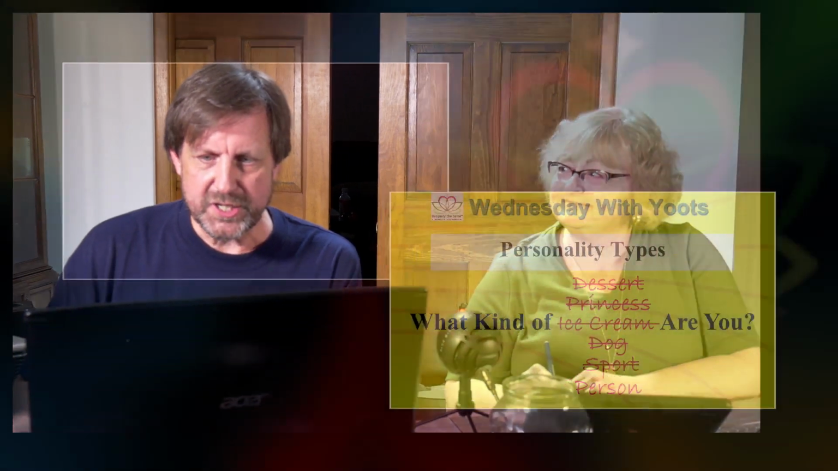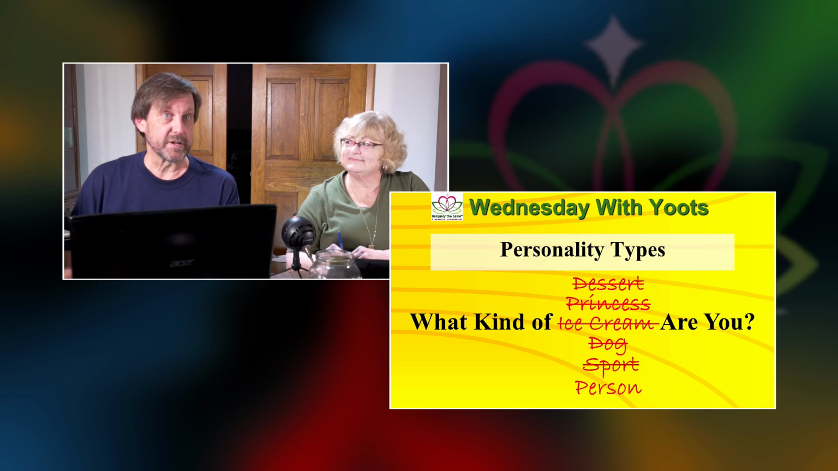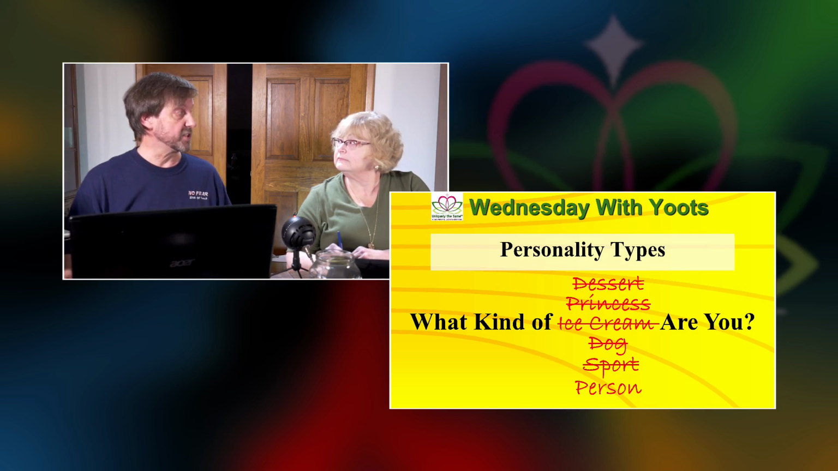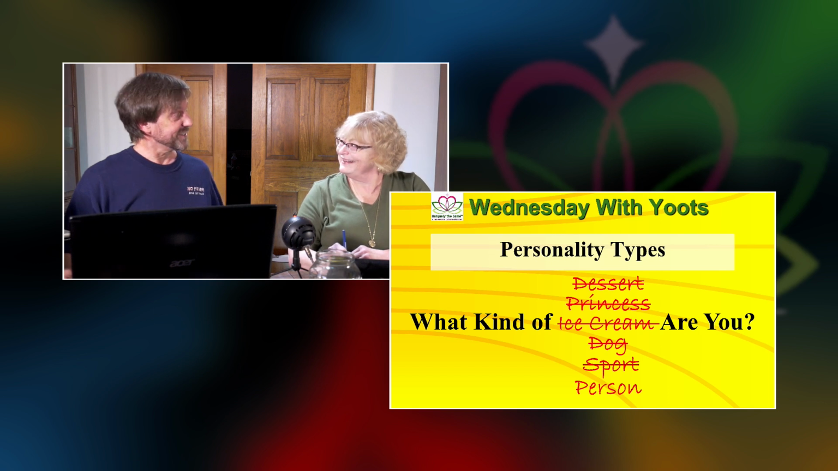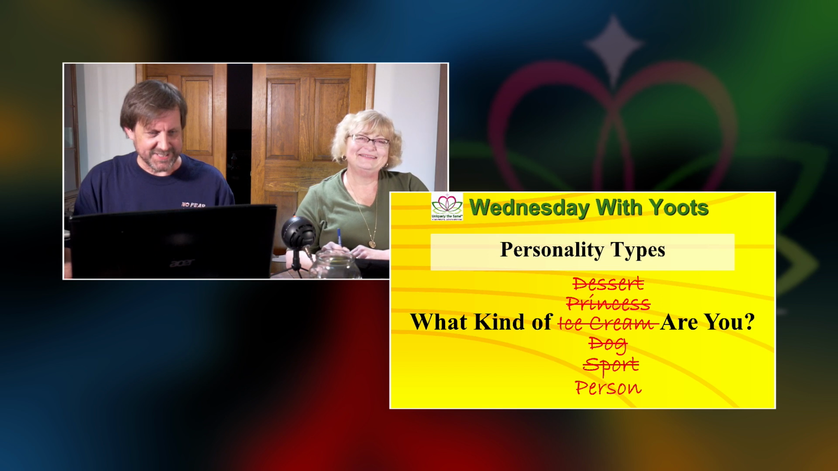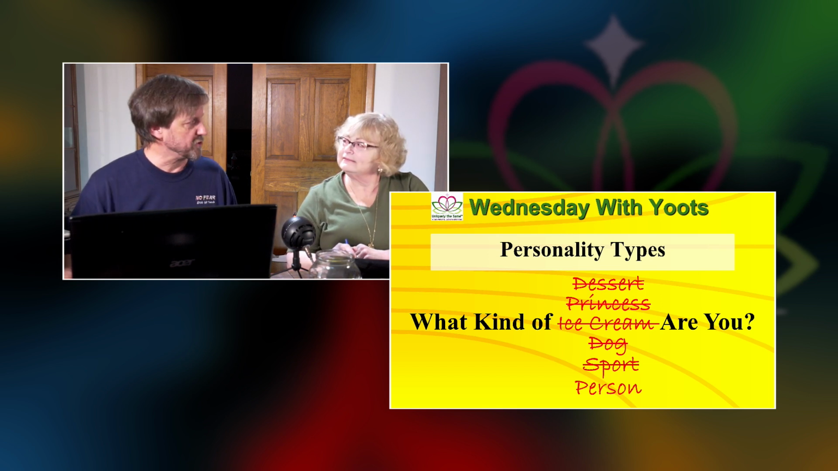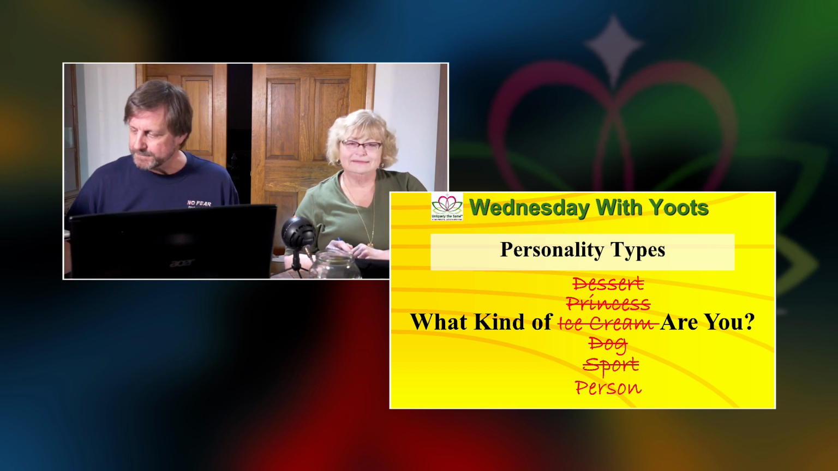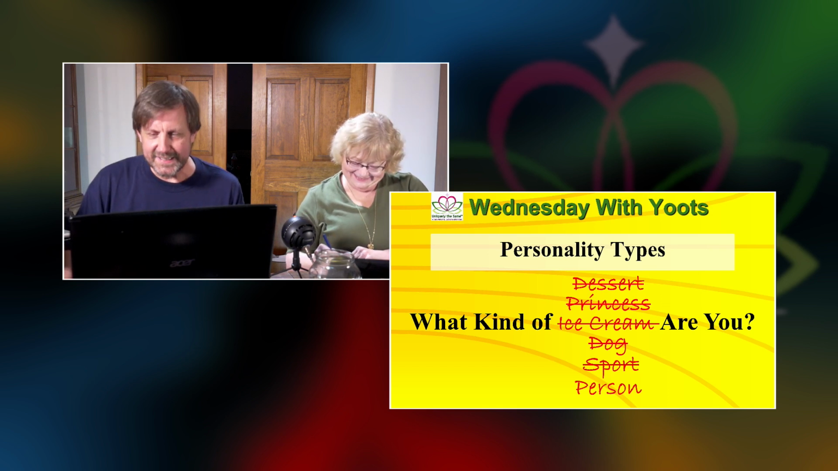So what we want you to do is take a look at your personality type. We're going to figure out what kind of ice cream, what kind of Disney princess you might be. What kind of dog? What kind of dessert, right? Lots of things that we can look at from your personality type. What kind of jokes you prefer. Oh boy. How about that? So let's take a look at it.